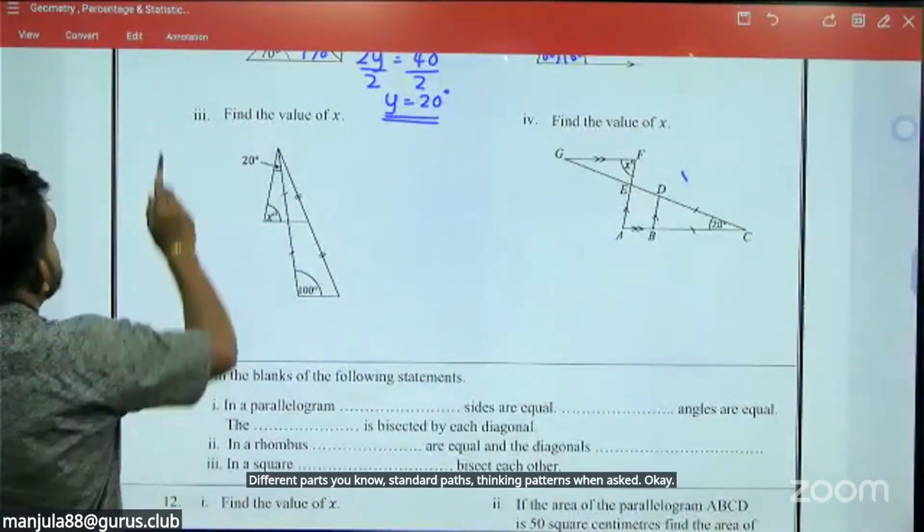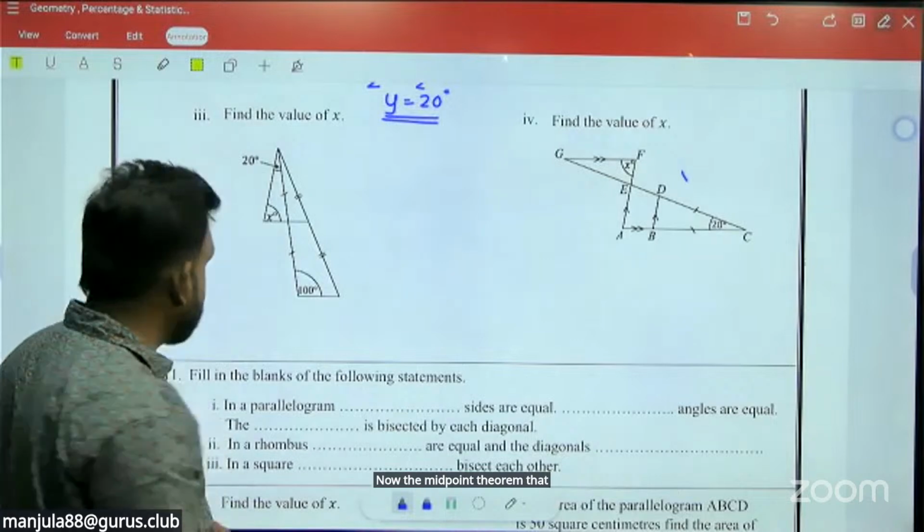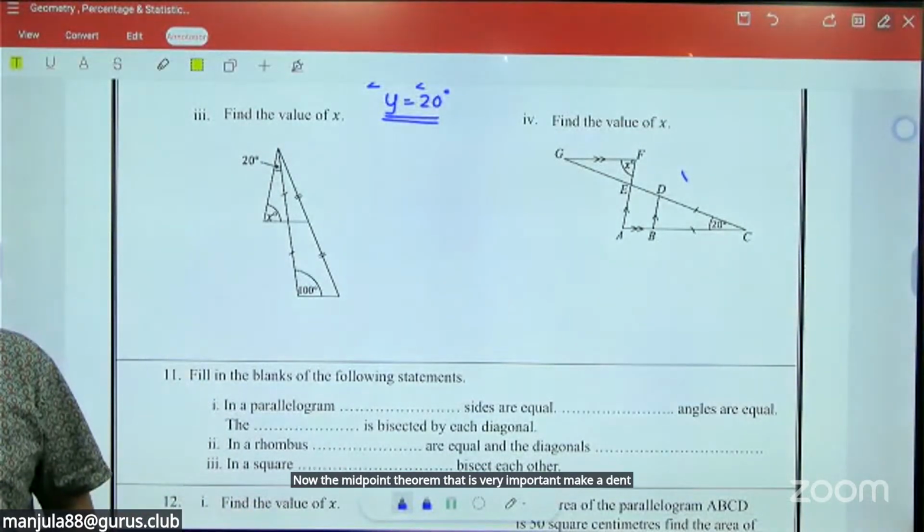Now the midpoint theorem, that is very important. This is now the important part.